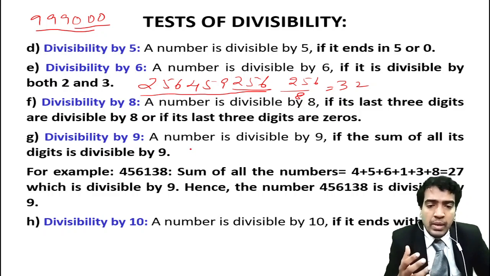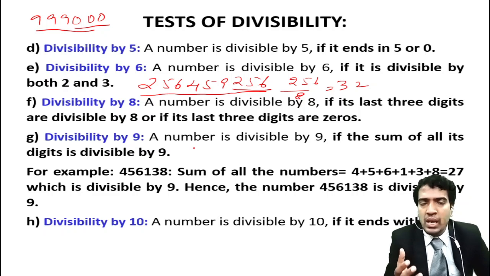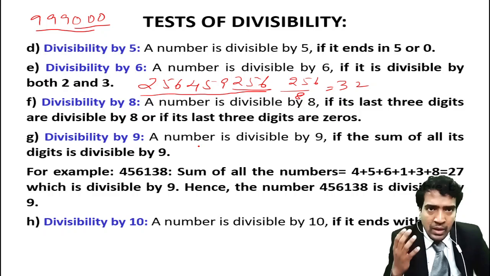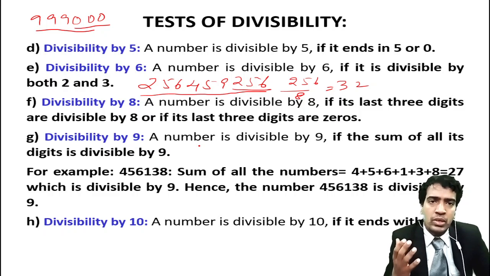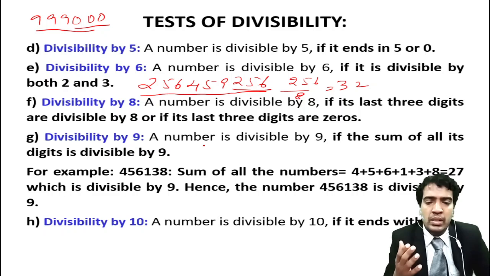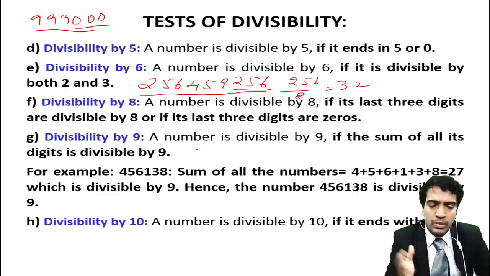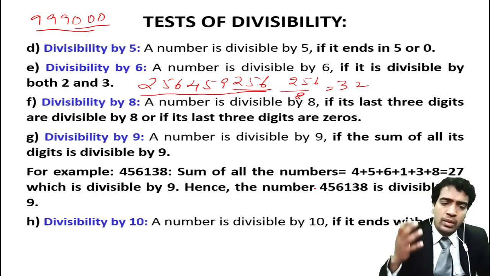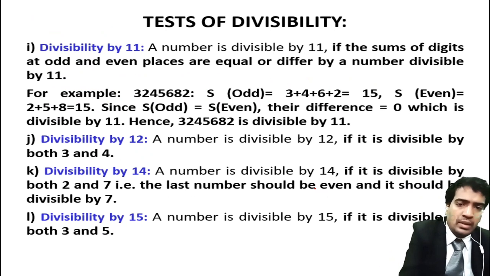The test of divisibility by the number 9 is the same as the test given for number 3. However, in the case of number 3, the sum of the digits should be divisible by 3. In the case of number 9, the sum of digits should be divisible by the number 9. Okay, this is pretty straightforward. So test of divisibility by 10, again, if the units digit contains a 0, if the given number ends with 0, then you would say that the number is divisible by 10.